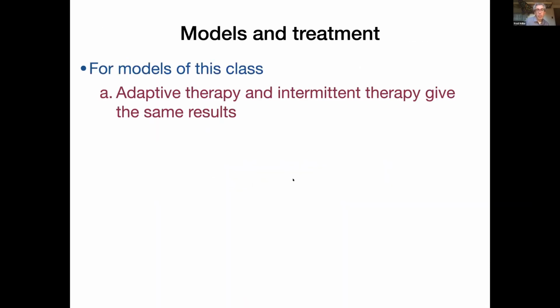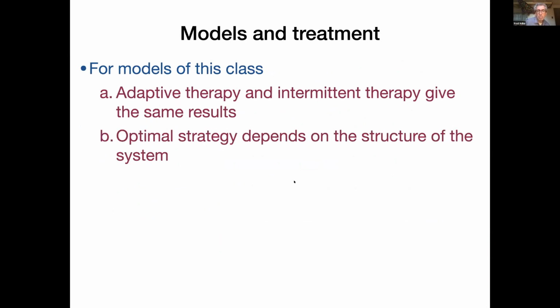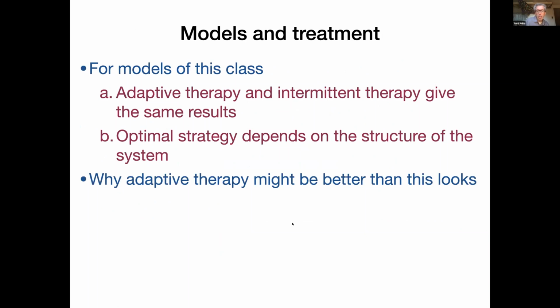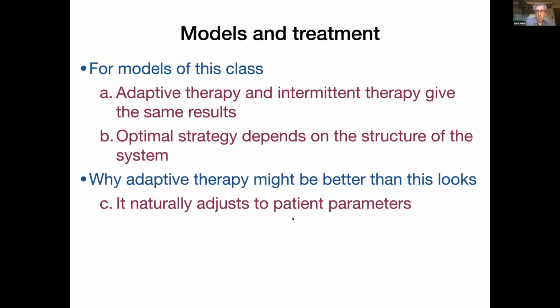So what have we learned? For models of this class, which is a very simple class, adaptive therapy and intermittent therapy are basically the same. The optimal strategy does, in some cases, depend on the structure of the system. So why is adaptive therapy a better idea than this may look? I think one of the real strengths of this is it naturally adjusts to patient parameters. One of the things that's left out of these models is that everybody's the same. And that's why those trade-off curves look so perfect.